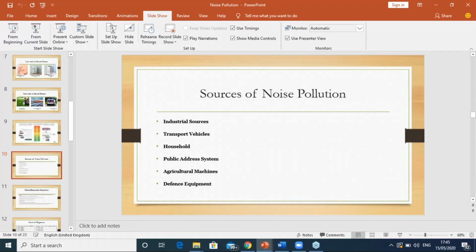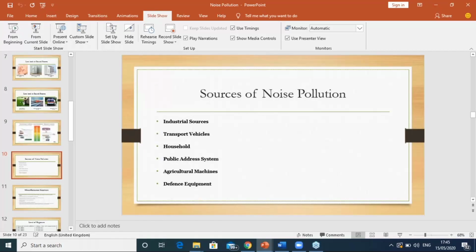Public address systems, from churches and from mosques. Those who live in Lagos should know that that's the first thing that wakes you up in the morning, the cry from churches and then of course from mosques. Also on occasions and the rest of them, they set up a public address system and it's so loud.